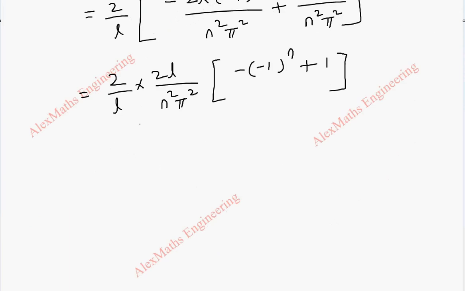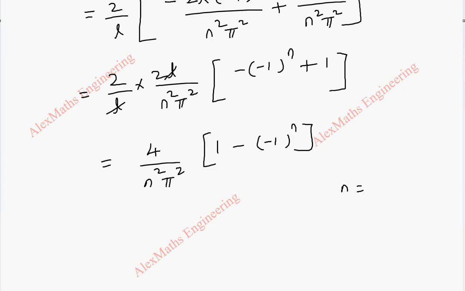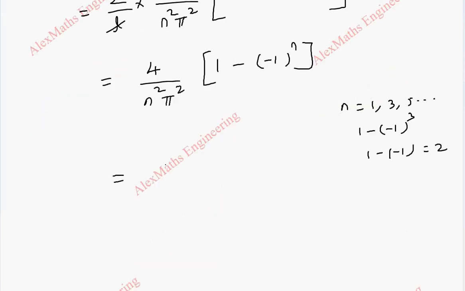Let's rearrange this. We can cut these two. So this is 4 by n square pi square, and we can rewrite this as 1 minus of minus 1 whole power n. Now when n is 1, 3, 5, like this odd number, 1 minus of minus 1 power 3, what will happen? 1 minus, this becomes minus 1. So this becomes 1 plus 1, which is 2. So totally, this is 8 by n square pi square when n is odd. So this is the value of an.